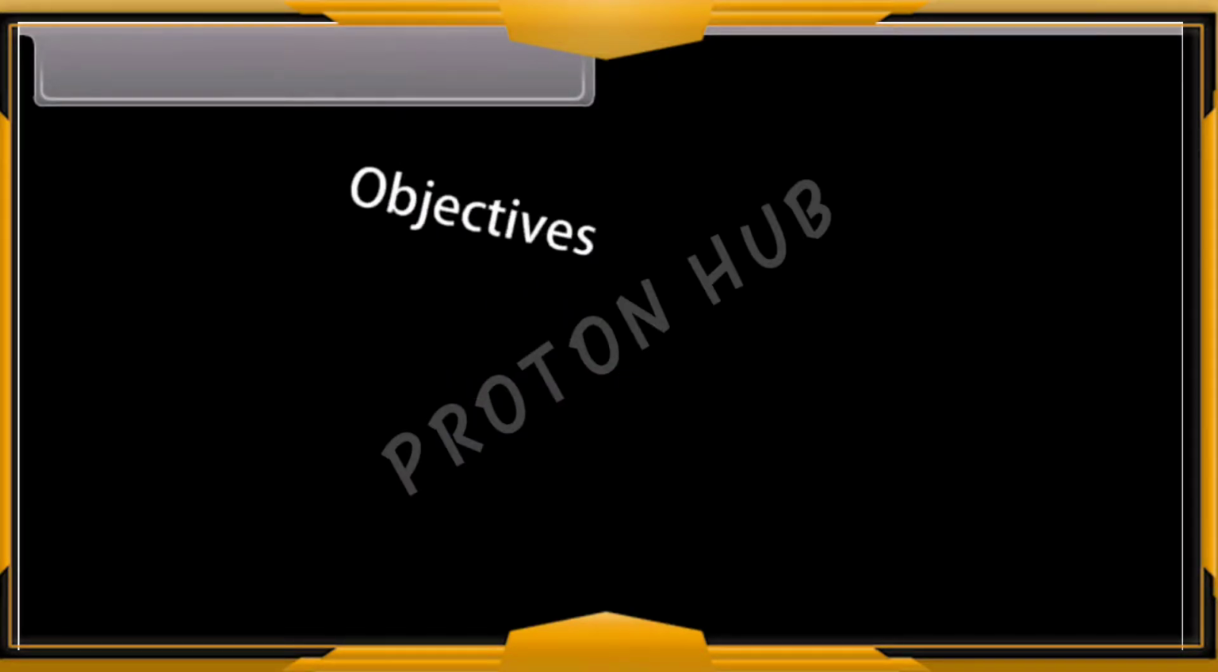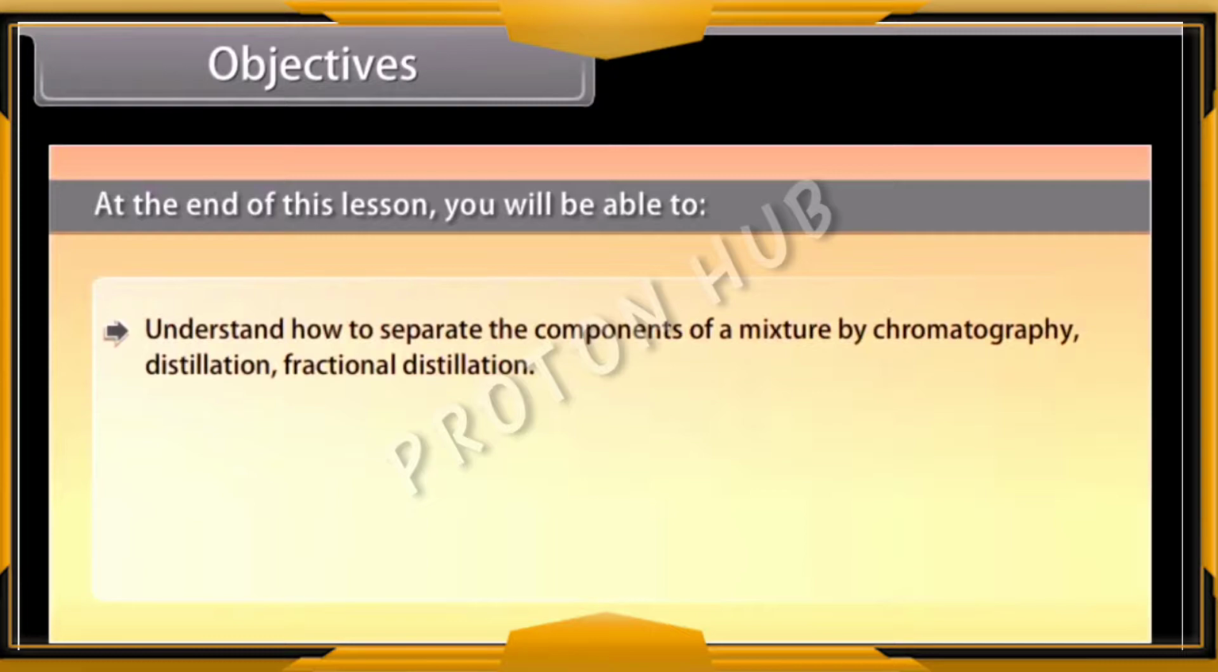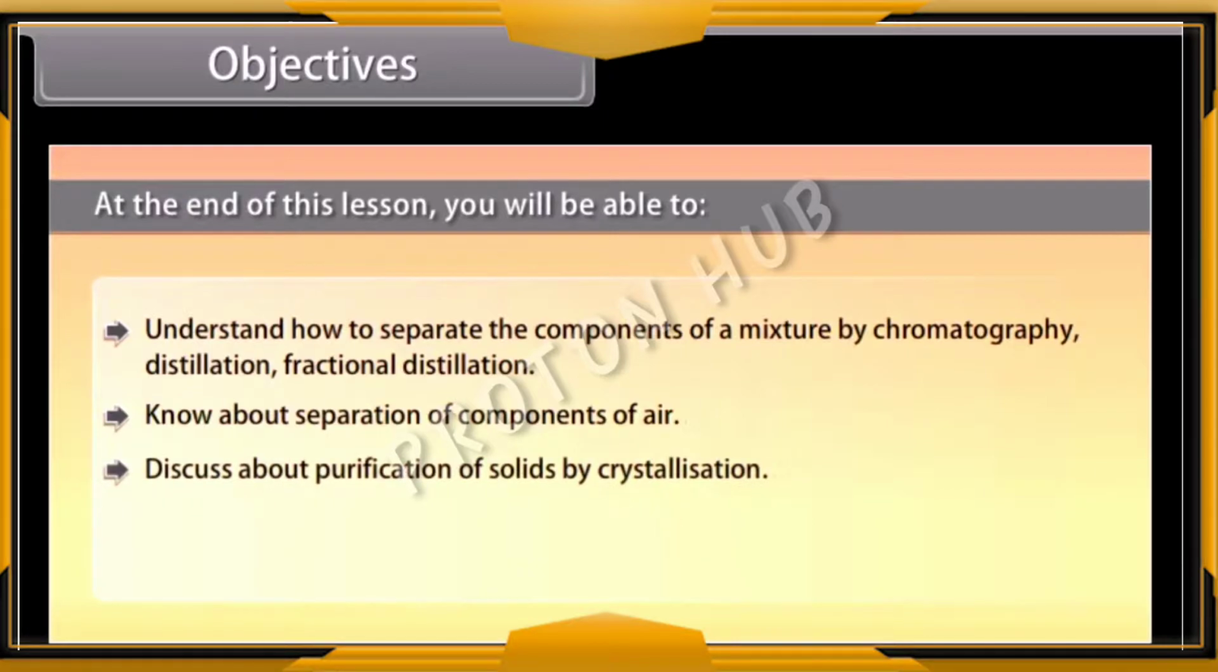Objectives. At the end of this lesson, you'll be able to understand how to separate the components of a mixture by chromatography, distillation, fractional distillation. Know about separation of components of air. Discuss purification of solids by crystallization. Classify the pure substances.